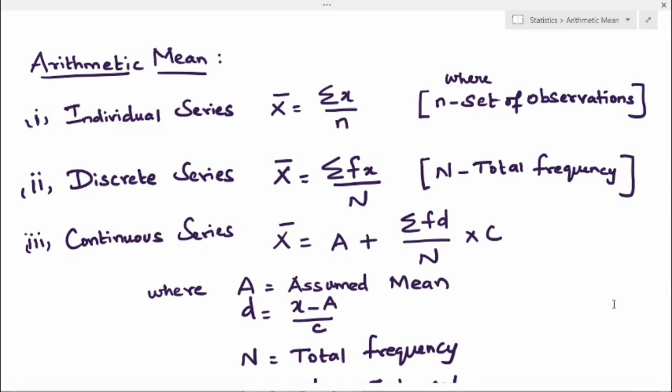For finding arithmetic mean, we have three different formulas. Suppose the data is given in the individual series, we have to use x bar equal to sigma x by n. Second, if the data is given in the form of discrete series, we have to use x bar equal to sigma fx by n. And third, if the data is given in the form of continuous series, we have to use x bar equal to a plus sigma fd divided by n into c. Now we'll see an example.